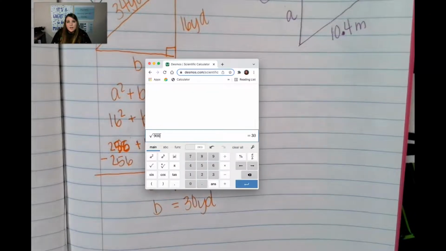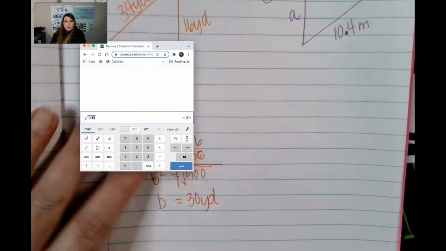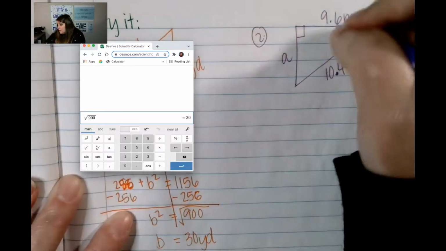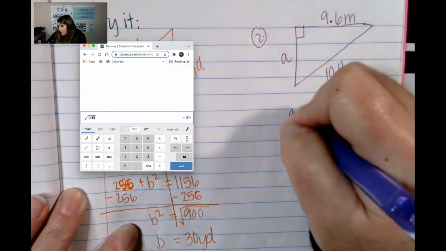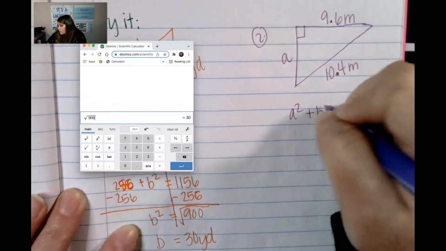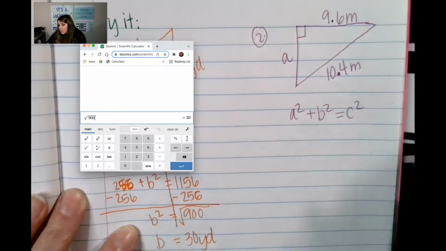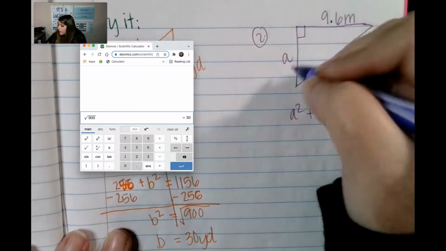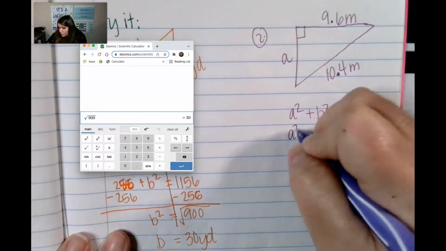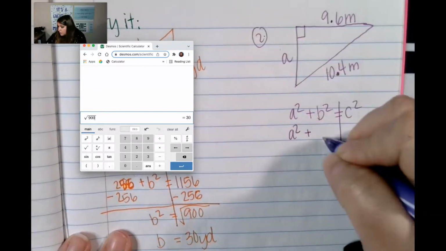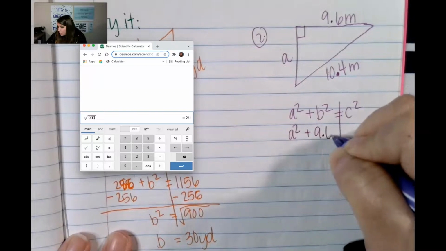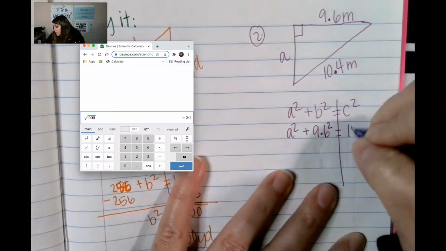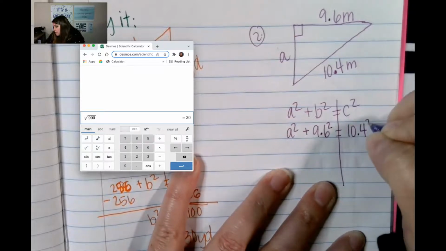Okay, and then in our next one, let's just go ahead and put this calculator right there because we're going to use that here in a second because these are decimals. All right, so we have a squared plus b squared, again, equaling c squared. Draw my line and use some substitution. I don't know a squared, but I do know that this is going to be 9.6 squared, and then the hypotenuse is 10.4 squared.